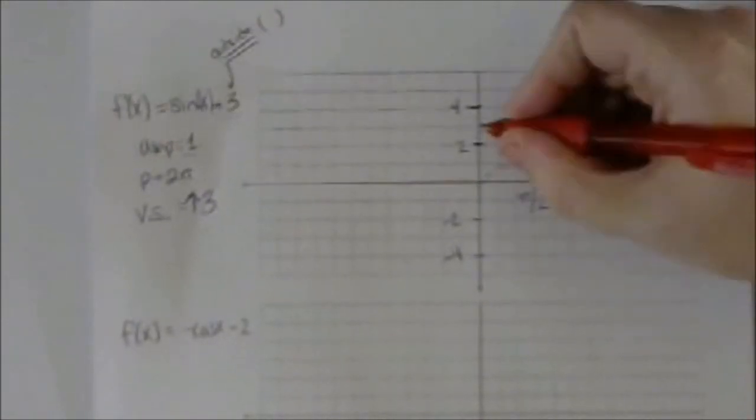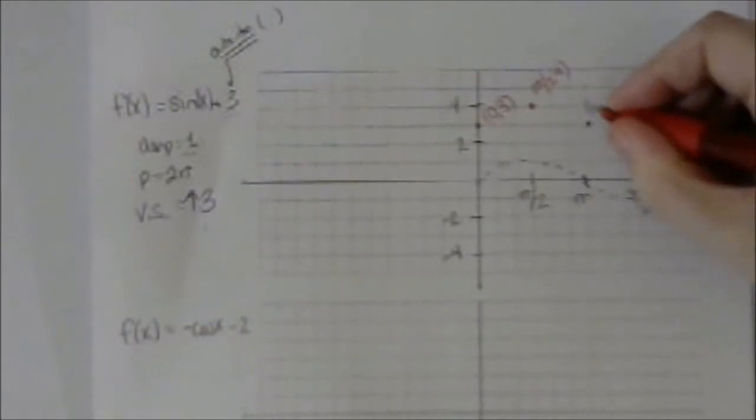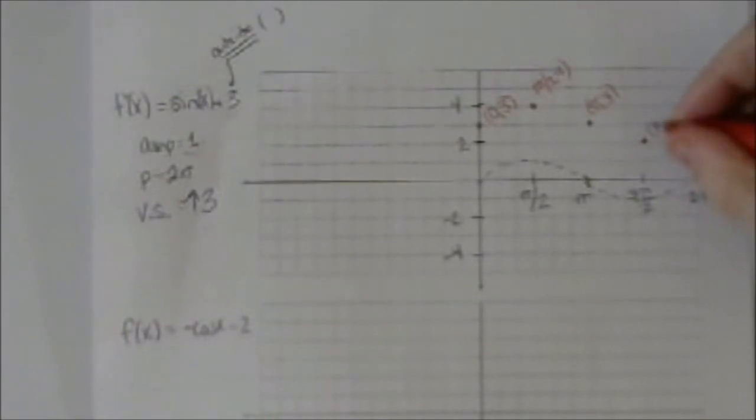So (0, 0) becomes (0, 3). (Pi halves, 1) becomes (pi halves, 4). (Pi, 0) becomes (pi, 3). (3 pi halves, -1) becomes (3 pi halves, -2). And (2 pi, 0) becomes (2 pi, 4).